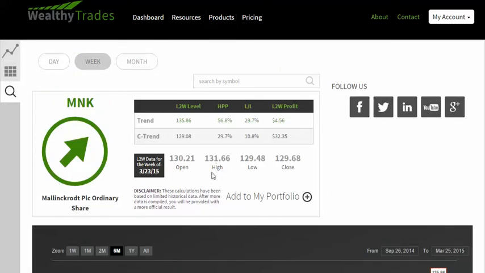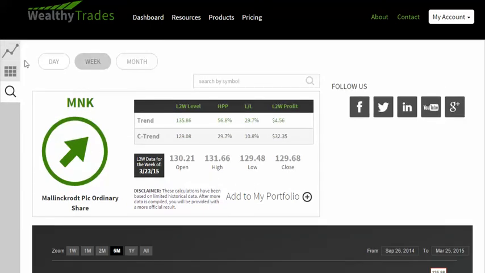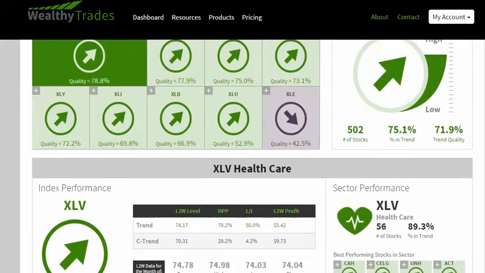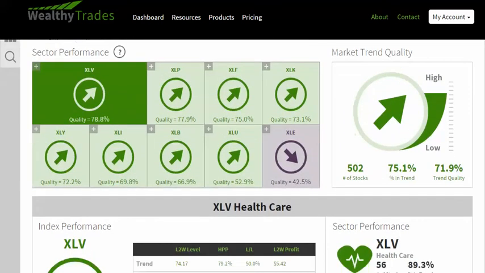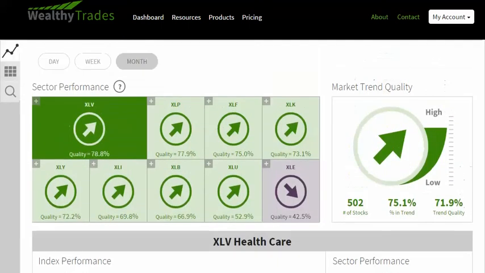In fact, it almost got down there yesterday, not quite though. But anyway, MNK is the one we're long. And on a monthly basis, we're also just straight up long the XLV, the healthcare sector, because it is the best performing sector. The performance on the healthcare sector on a monthly basis is phenomenal. This thing's up almost 3% this month in comparison to the market that's about flat. So doing really well there.